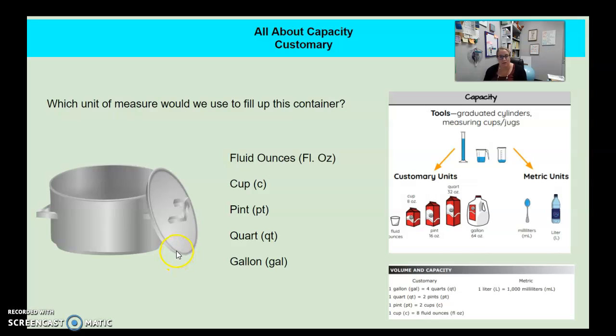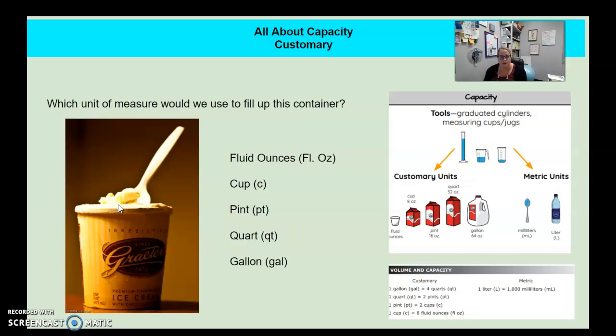Okay, now it's time for me to cook. I'm going to boil some spaghetti. I love spaghetti. So if I wanted to put some water on to start boiling, would I use fluid ounces, cups, pints, quarts, or gallons? What do you think? Yeah, I would use quarts. And a lot of times, pots are actually labeled by how many quarts they can hold. So a 6 quart, 8 quart, 4 quart, just depending on the size of the pot.